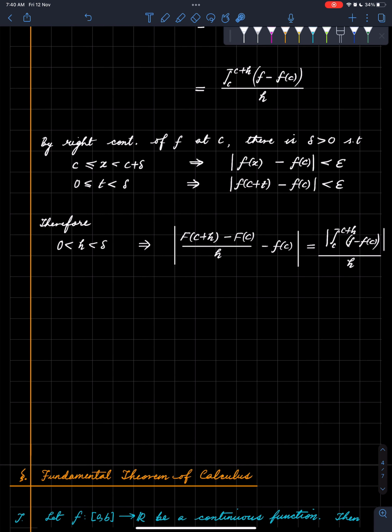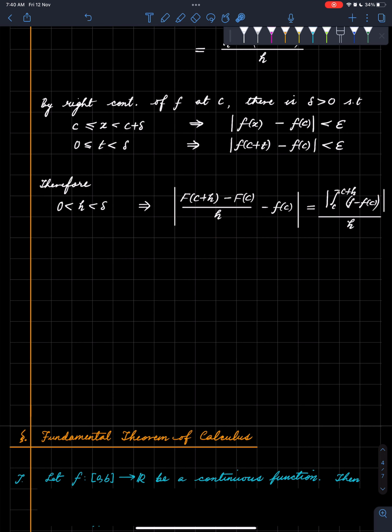Okay, so far nothing. I mean, this is equal to that, so there is nothing that we have done so far. But this thing is less than or equal to the integral from c to c plus h of the absolute value of f minus f of c, and here we are using the third problem. So we have used the third problem when we estimate this with that.